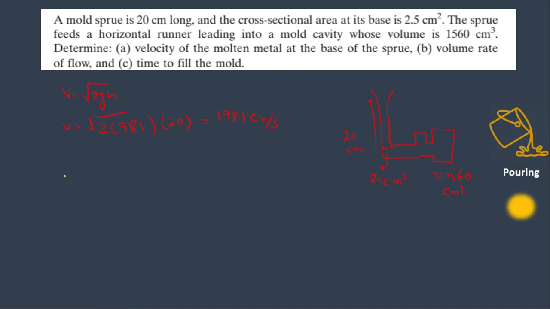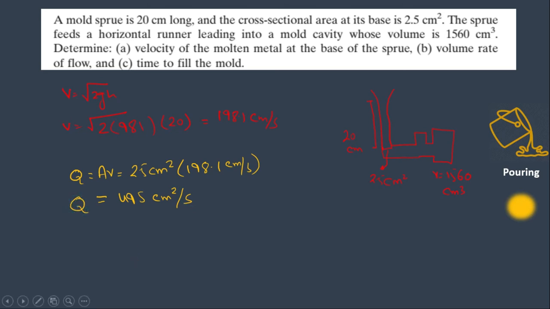Now, the second expression it asks, determine the volumetric flow rate. What was the volumetric flow rate? That was Q equals A into V. So we have A as 2.5 cm² and V, which we have just calculated, 198.1 centimeter per second. So that would be equal to 495 cm³ per second. That is our volumetric flow rate.